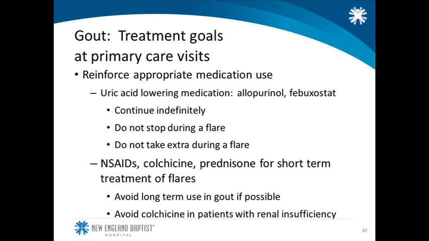If a flare occurs, short-term treatment can be given with NSAIDs, colchicine, or prednisone. Avoid long-term use of these medications in gout if possible in order to minimize the risk for side effects. And avoid colchicine in patients with renal insufficiency. Due to decreased renal clearance, there's an increased risk for colchicine toxicity, including bone marrow suppression.